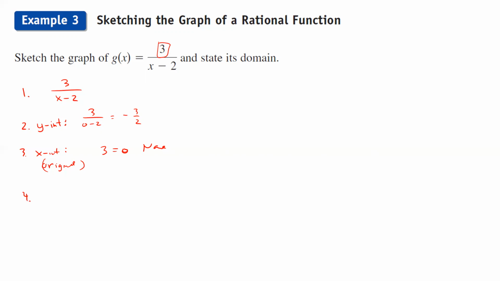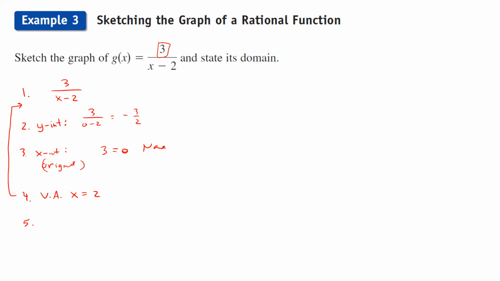Step 4, finding the vertical asymptotes. So this one goes back to number 1, right? This is the simplified version. So the simplified version is still causing a 0, 2 is still a problem. Is that right? So VA x equals 2, and horizontal asymptote.